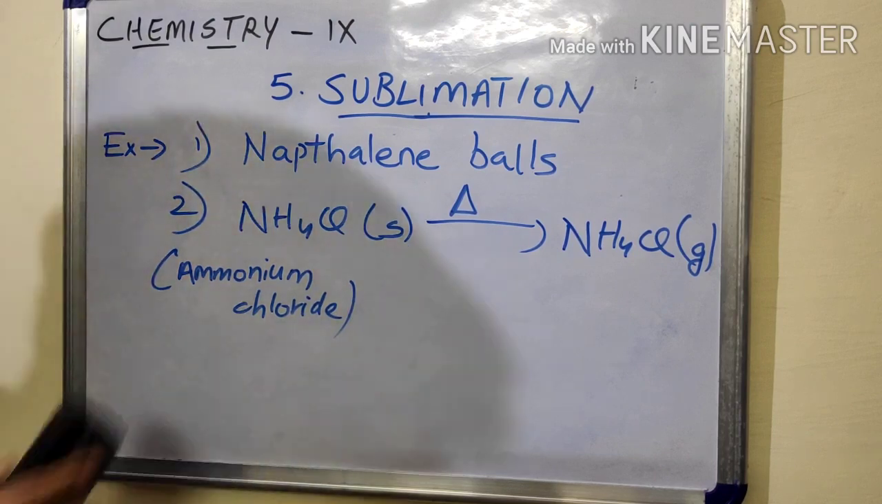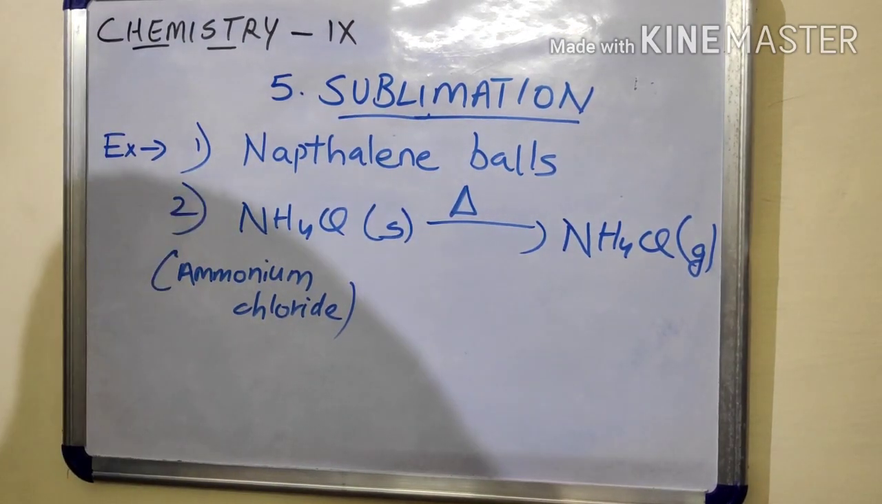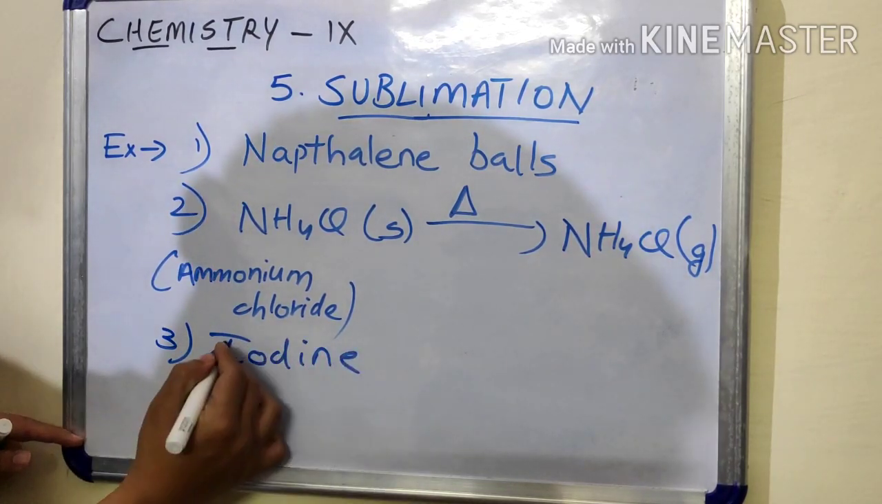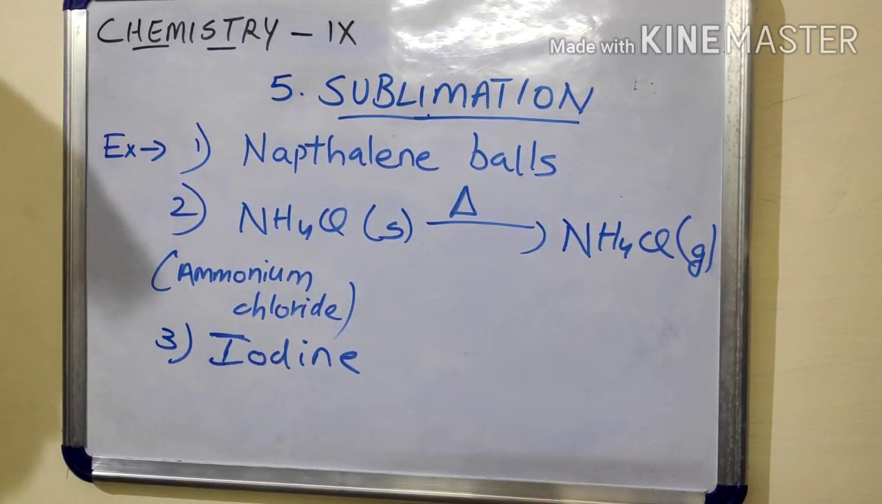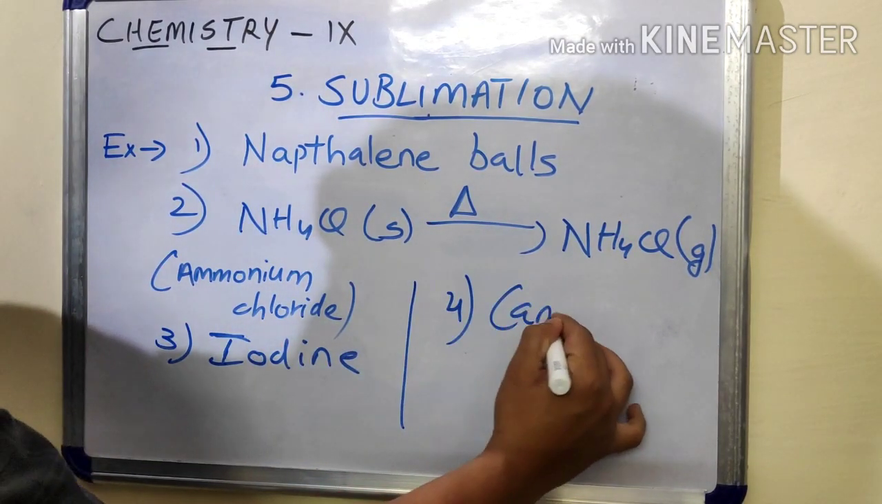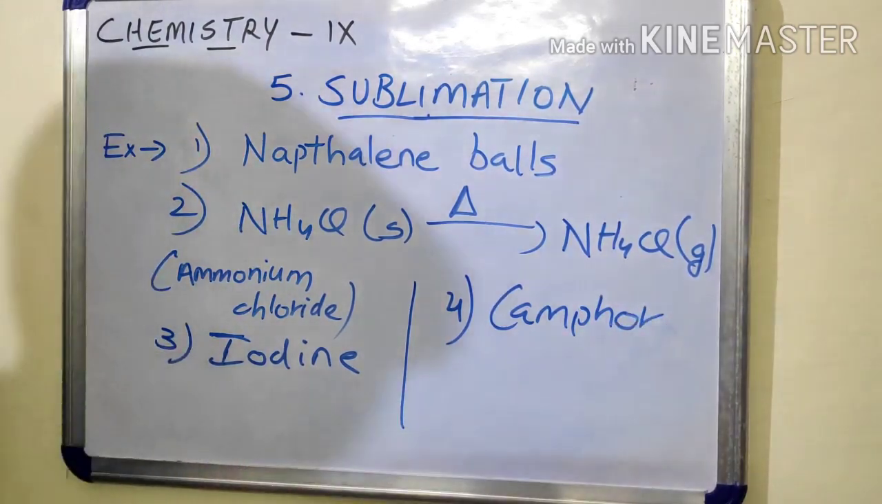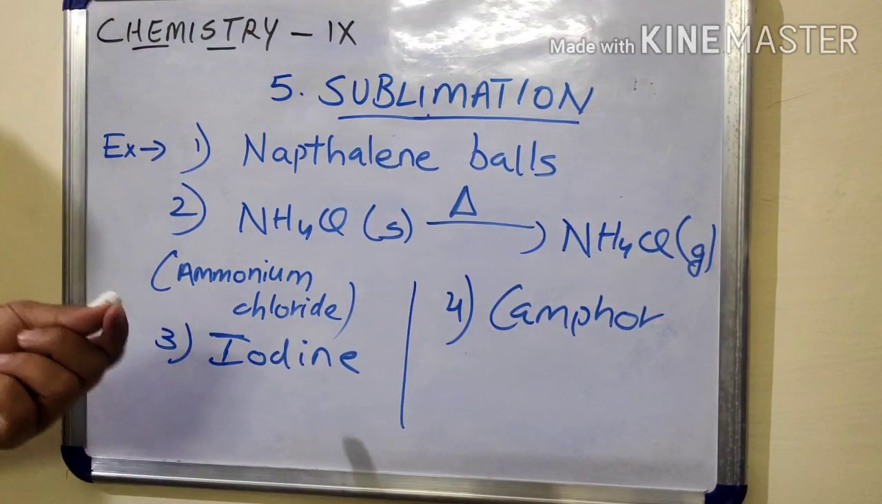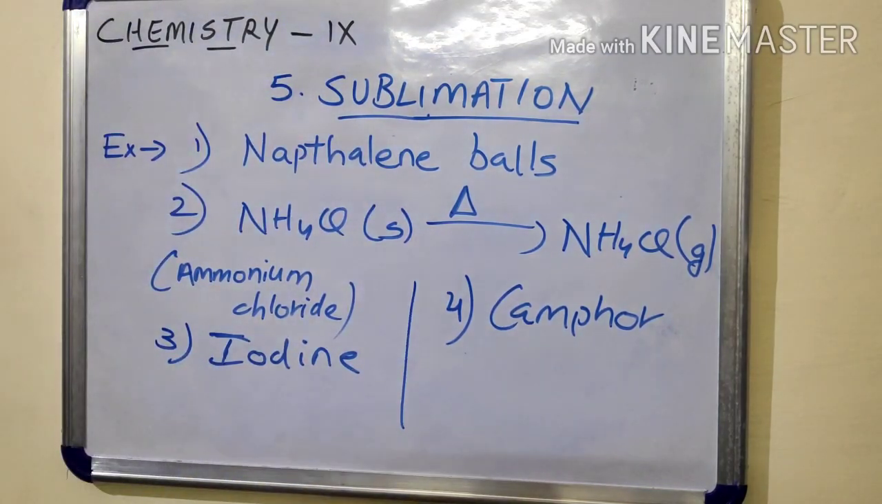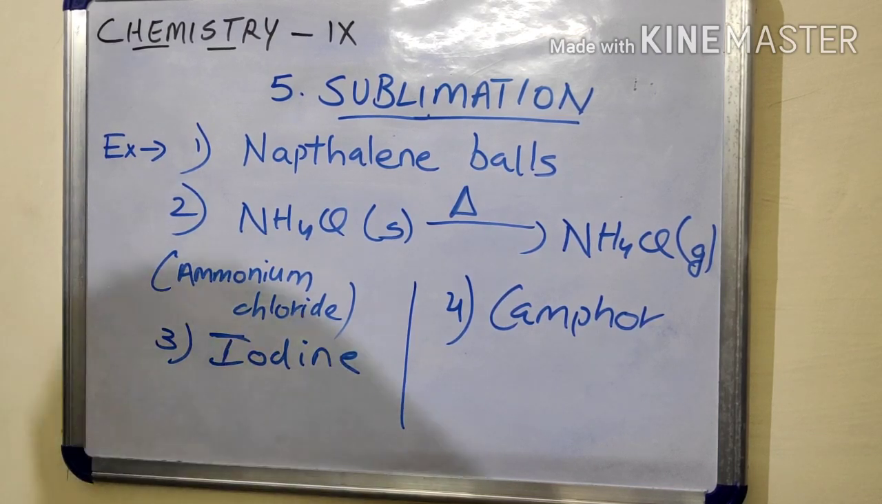More common substances that undergo vaporization: iodine vapors, bluish in color. Okay, so iodine also from solid goes directly into vapors. Then more examples: camphor, that white colored substance that you use in pujas and all, that is called camphor. So all of these processes undergo sublimation.